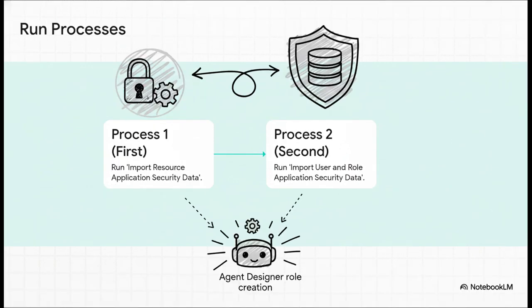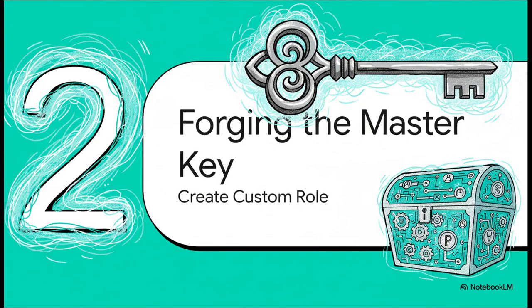Okay, with that profile option set, the next thing you have to do is run two scheduled processes. And listen, the order here matters a lot. First, you run import resource application security data. Let that finish. And then you run import user and role application security data. This sequence is what pulls all that crucial security info into the Fusion Applications security tables. Don't mix them up. All right, the foundation is set.